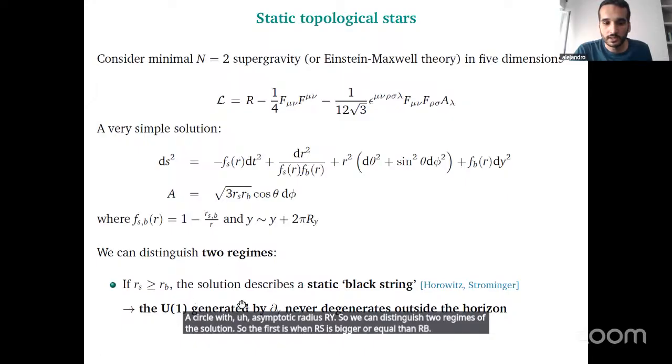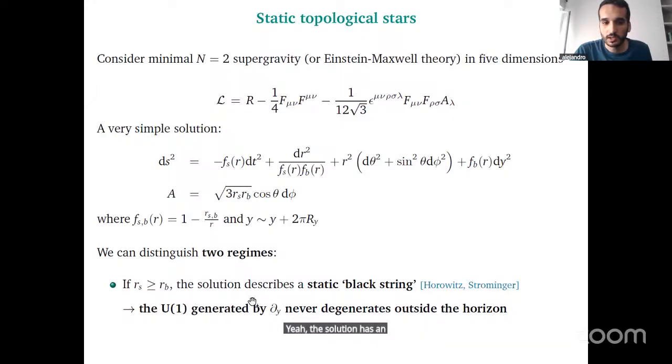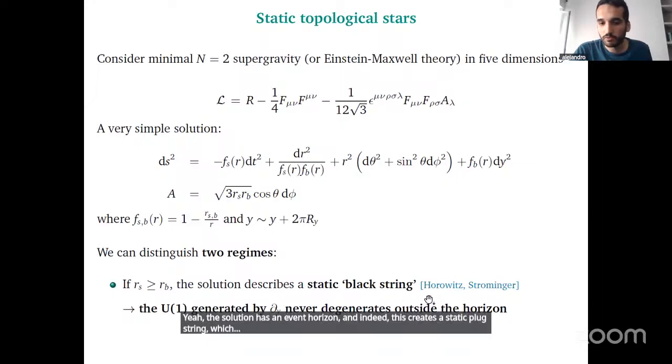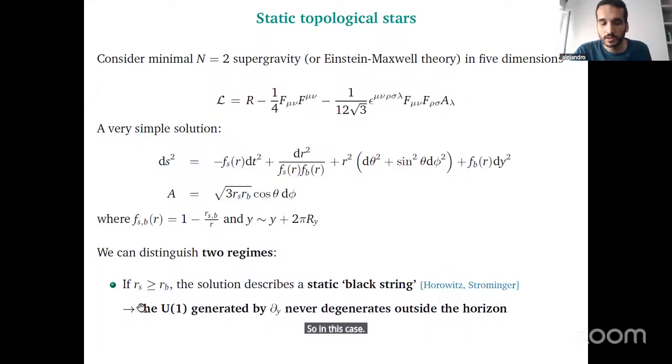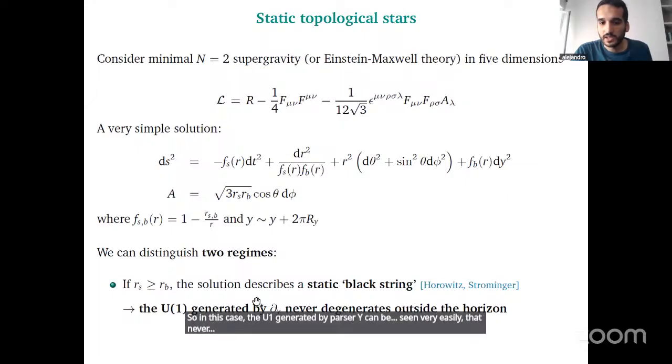And here the solution has an event horizon, and it indeed describes a static Planck string, which is known from long ago. It was studied in the early 90s by Horowitz and Strominger. So in this case, the U(1) generated by ∂_y can be seen very easily to never degenerate outside the horizon. That's why it is called a black string.